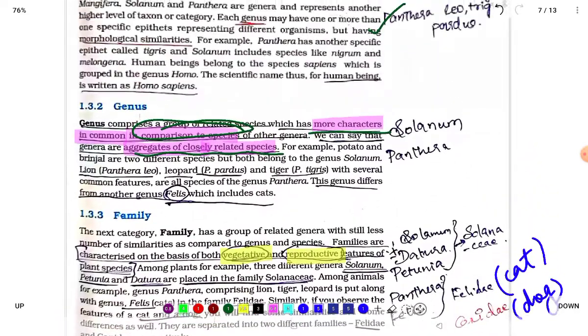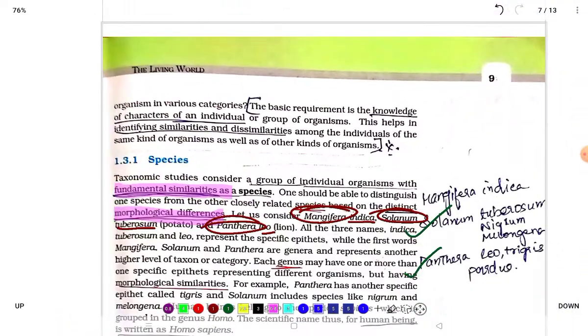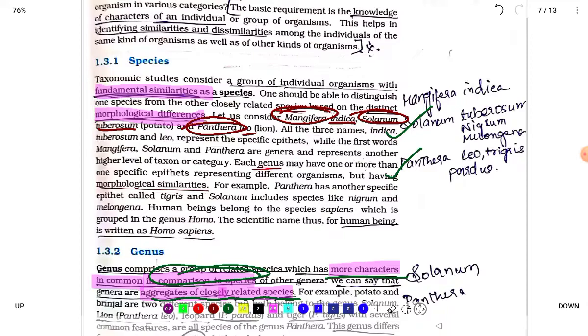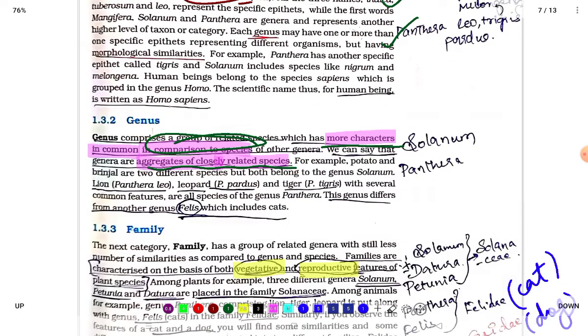So we will just recall it. See, the lower taxa, that is the species. The species have fundamental similarities, and it is based on distinct morphological differences. Example we have seen Mangifera indica. Indica is the specific epithet. Solanum tuberosum, Solanum nigrum, Solanum melongena: tuberosum, nigrum, melongena are species names. And Panthera leo is an example. And human beings have a scientific name, that is Homo sapiens. Sapiens is the species name.